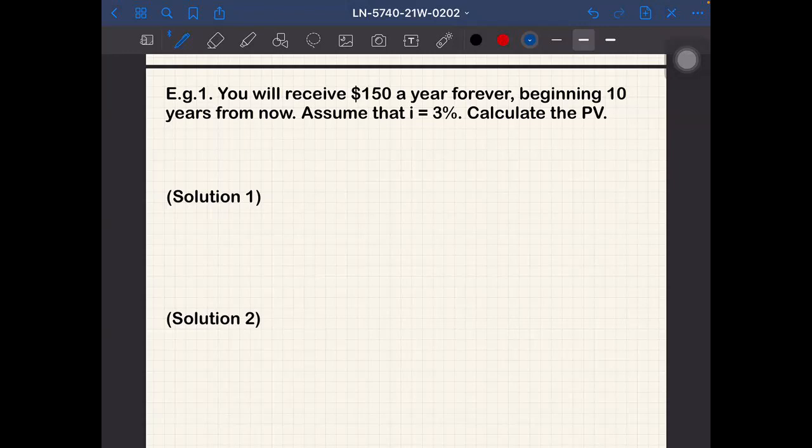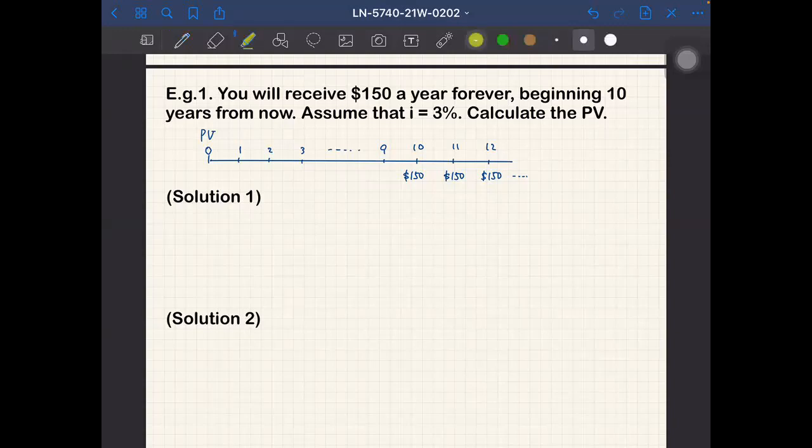So now we are at time 0. And starting at time 10, you receive $150 each year. So 10, 11, 12, 150, and you receive it forever. Okay, so we want to calculate the present value here, and the interest rate is 3%.